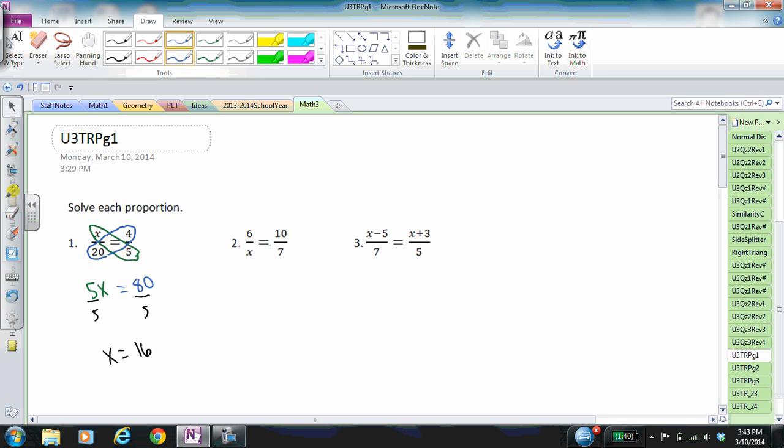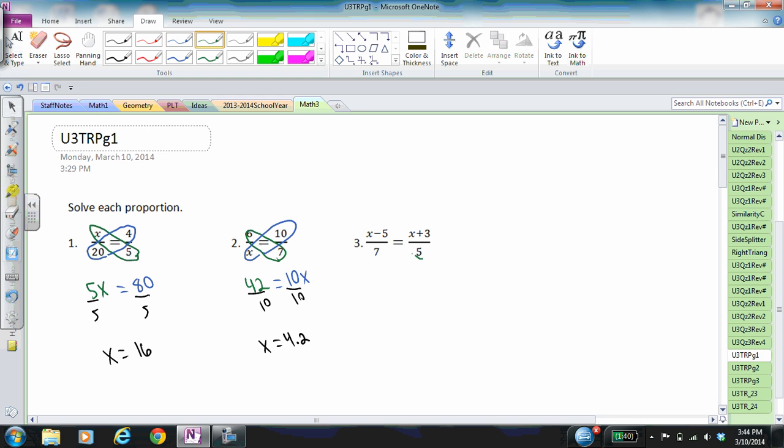Same thing in number 2. I cross multiply. 7 times 6 is 42. And 10 times x is 10x. So I can divide both sides by 10. And I get x equals 4.2.